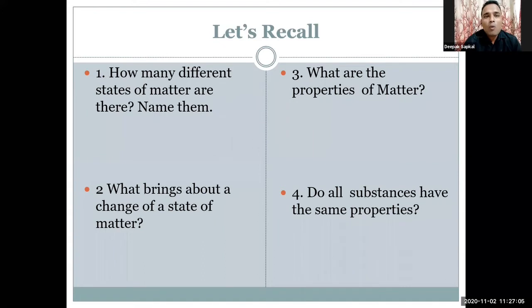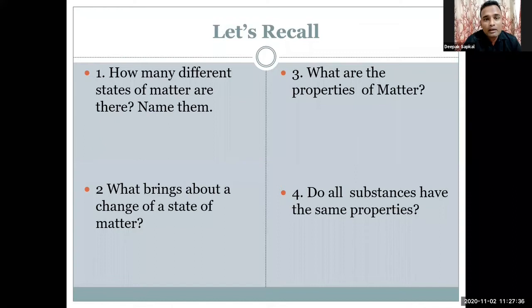Now, what are the properties of matter? Here we can see the properties of matter. What exactly matter is, we are going to study further. But now, properties: density, color, mass, volume, length, then a new concept, malleability, melting point, hardness, odor, temperature, and many more are the properties.